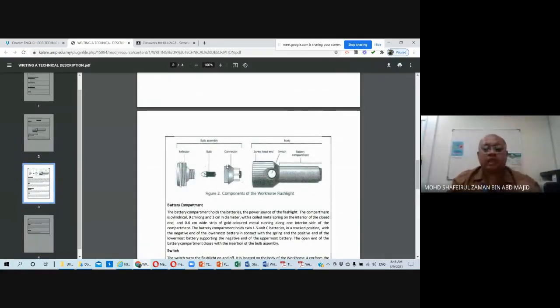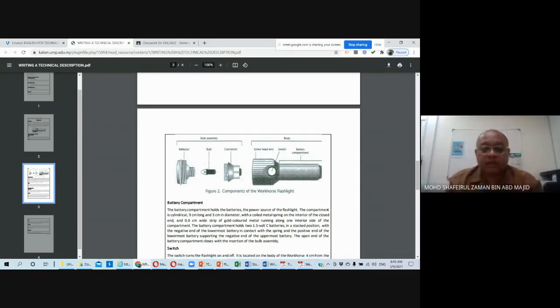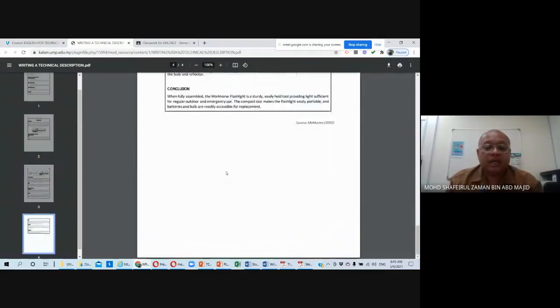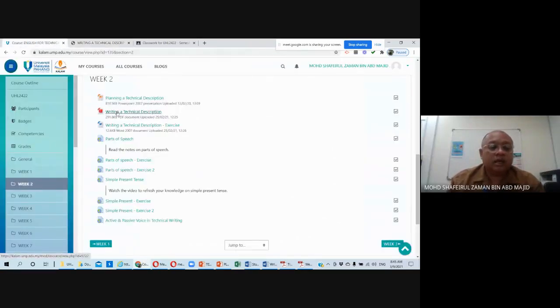So basically, when writing a technical description, you're going to include this kind of image where the product is cut open like this. Then it's going to be easier for you to describe each part of the product. You can get this in Kalam, and then click this link, writing a technical description.